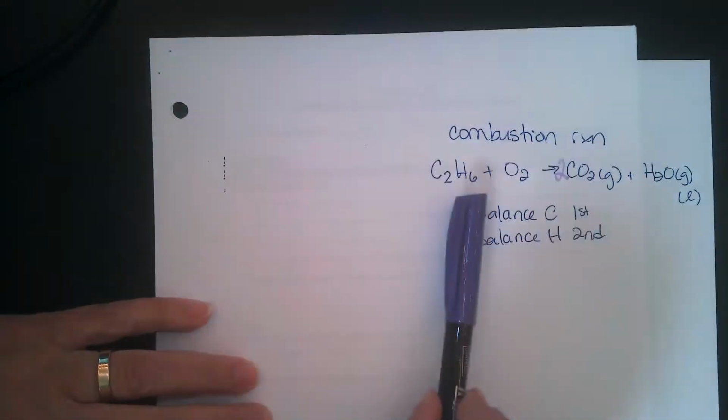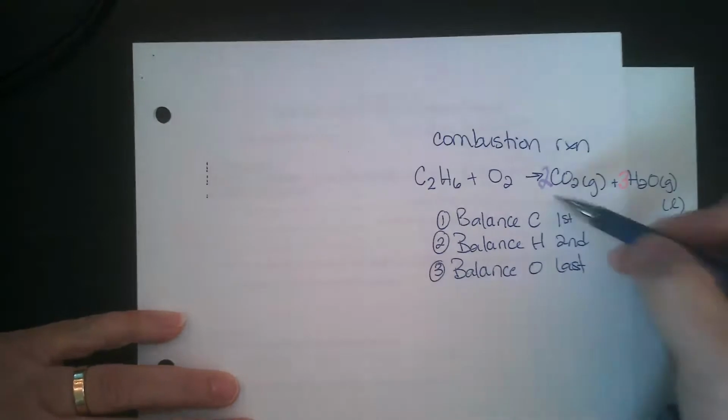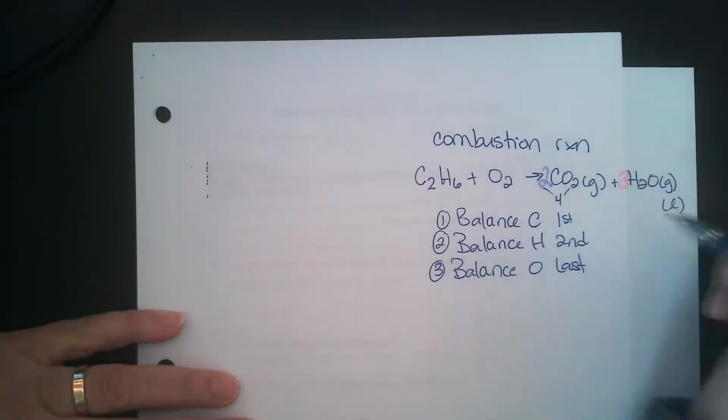Then the next step is to balance your hydrogens. We look on this side that here we have 6, and on this side we have 2, and so we need to multiply 2 by 3 to get 6, so that both sides have 6. And then the last step is to balance the oxygens. So we see on this side here that we have a total of 4 oxygens, and here we have a total of 3 oxygens. And so the easiest way to balance oxygens, when it's an uneven number, so this is 7, is we would go 7 halves.